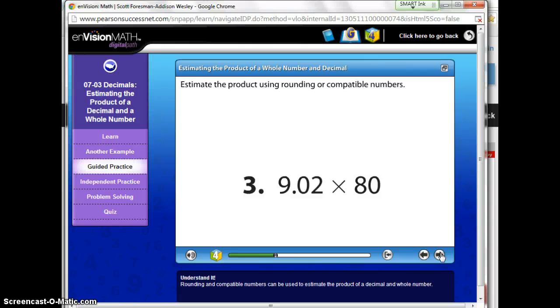Aaron, which number do you want to start with? Yeah, 80 is fine. We can just leave it. It's already rounded. So what would you change the 9.02 to? Just a 9. Just a plain old boring 9. Now, how many can do that in their head? Kaylin, what did you get?